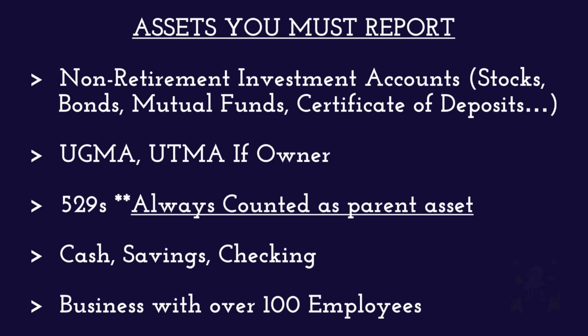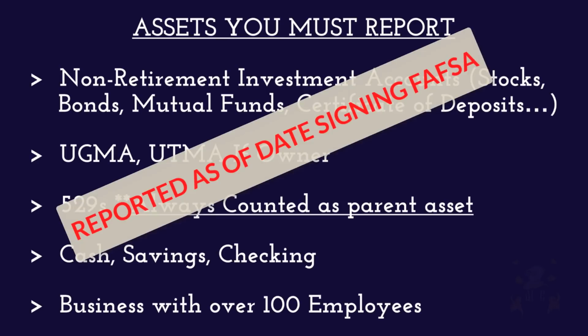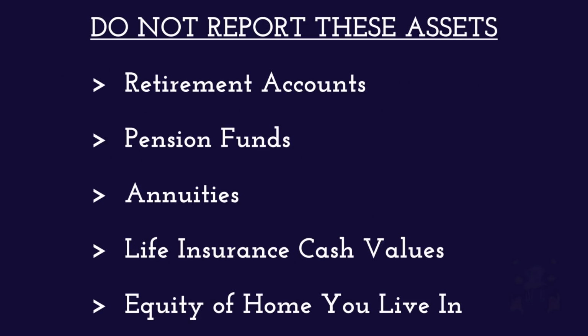Let's look at assets. These are the types of assets reported. 529s are always reported under the parent's assets. Assets are always reported as of the date of signing. Changes to improve the EFC must be made prior to signing the FAFSA. Major mistakes on the FAFSA are reporting 529s under the student, reporting retirement assets, and reporting businesses with less than 100 employees.